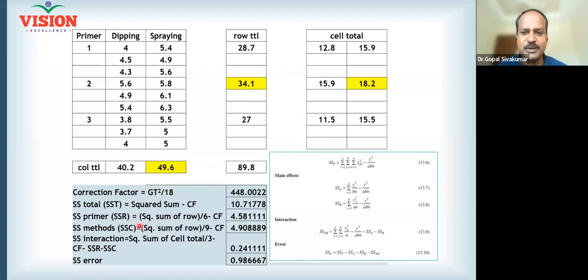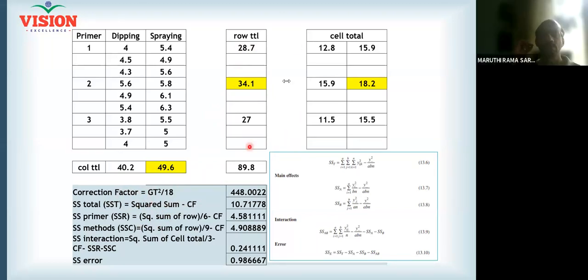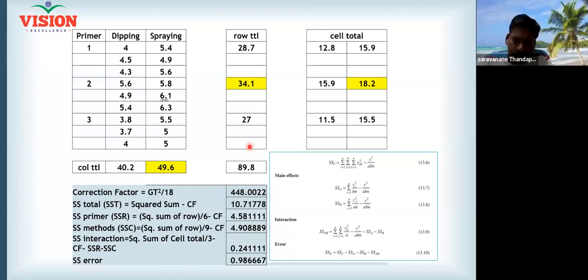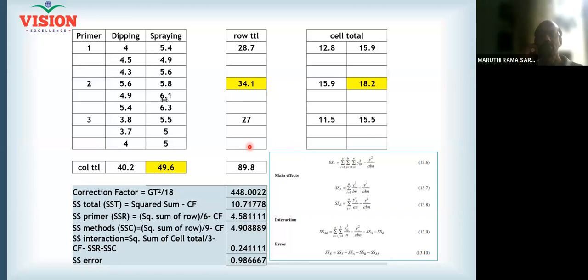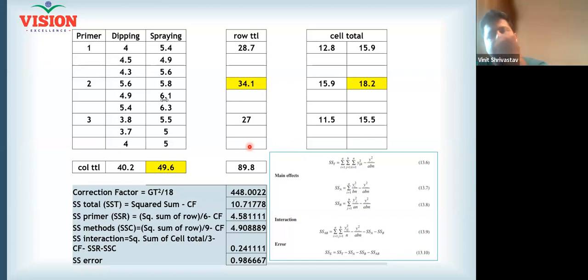All right. So now there is something called the correction factor. What is the formula for the correction factor? GT square by 18. What is GT? Grand total. Grand total is how much? 89.8. Square that and divide by 18. What is 18? Total number of experiments. So 448.002 is known to you.